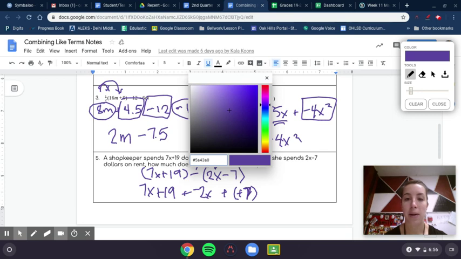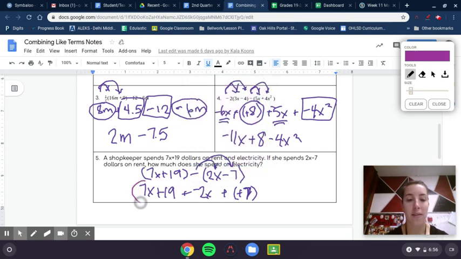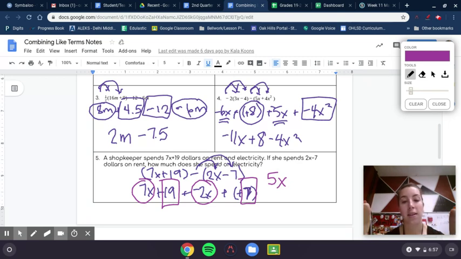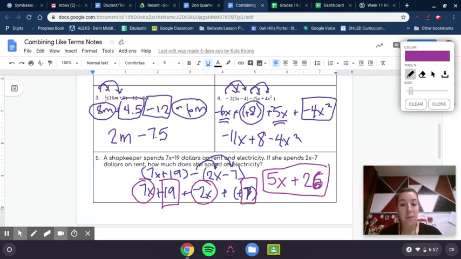So when I combine like terms, I'm going to say that the 7x can combine with the negative 2x, and then the 19 can combine with the positive 7. So if I combine these like terms, they have different signs, so I subtract, becomes 5x, and then 19 and 7 have the same sign, so that becomes plus 26. So then your final answer for that is 5x plus 26. And you can't combine 5x and 26 because 5 has the x and 26 doesn't.